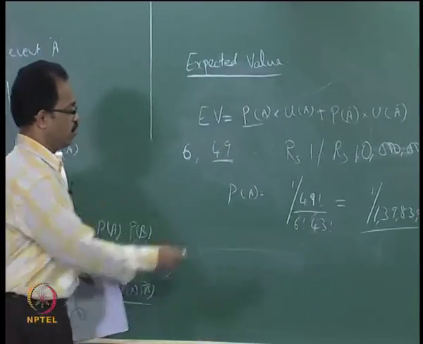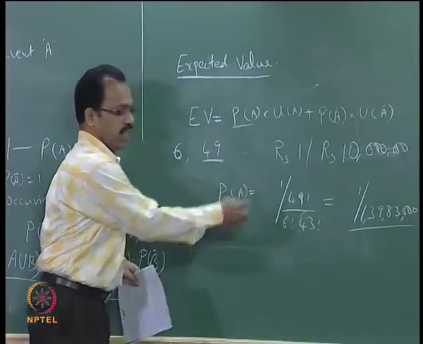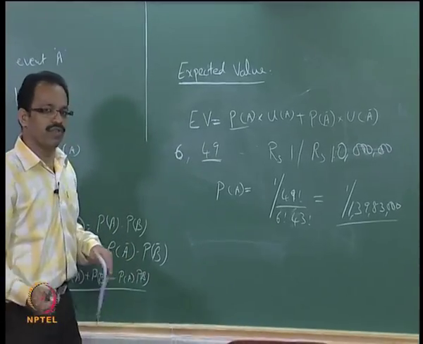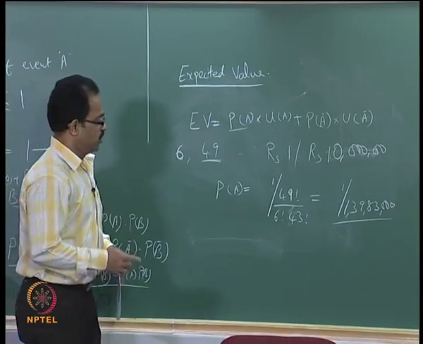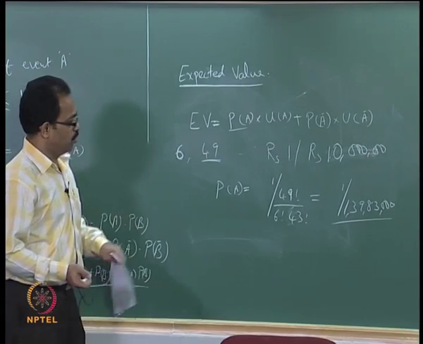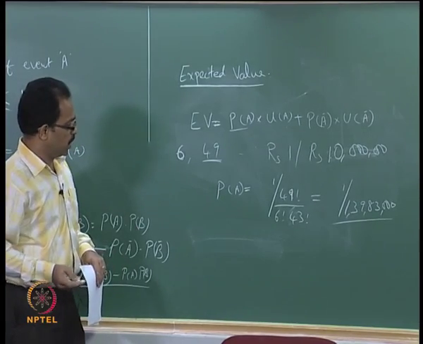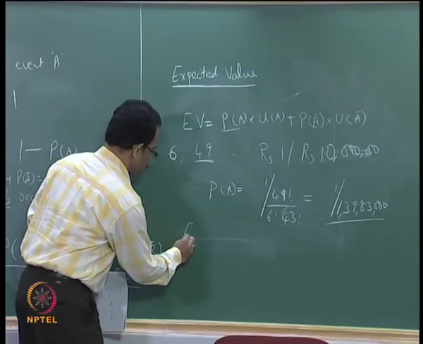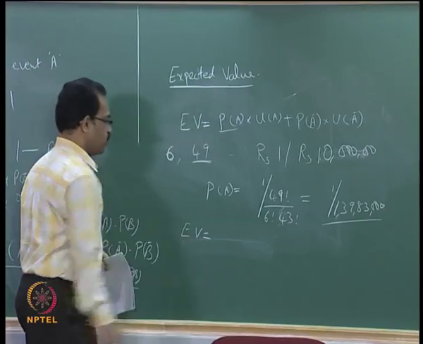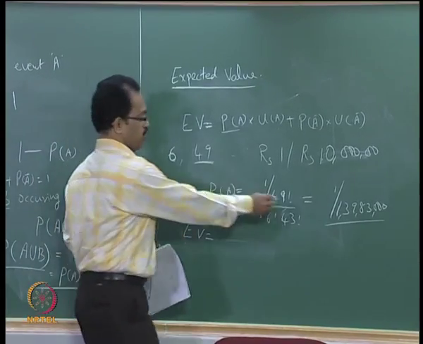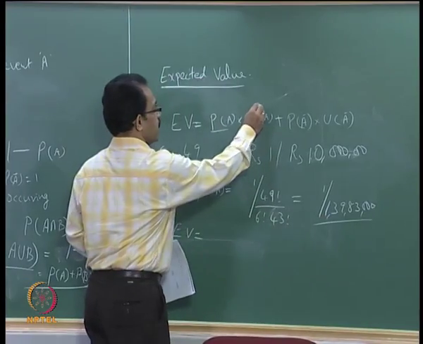So you can see that the probability is so small for getting a lottery, it is not 0.5 as perceived by those who are going behind lotteries. Now if you look at the expected value, the expected value is that you have a probability of this multiplied by the utility of winning.